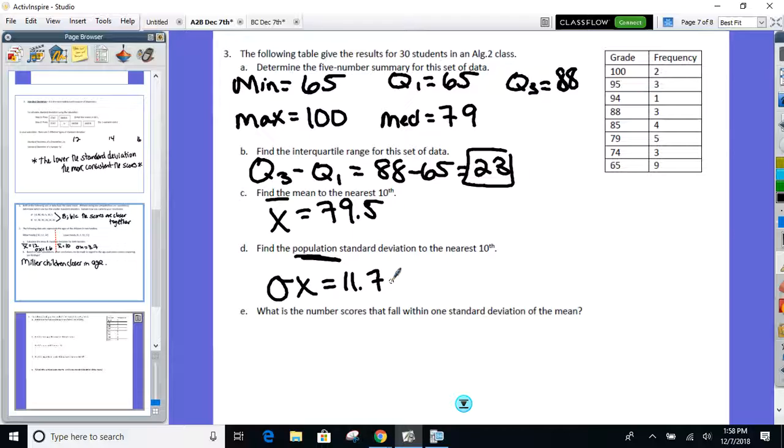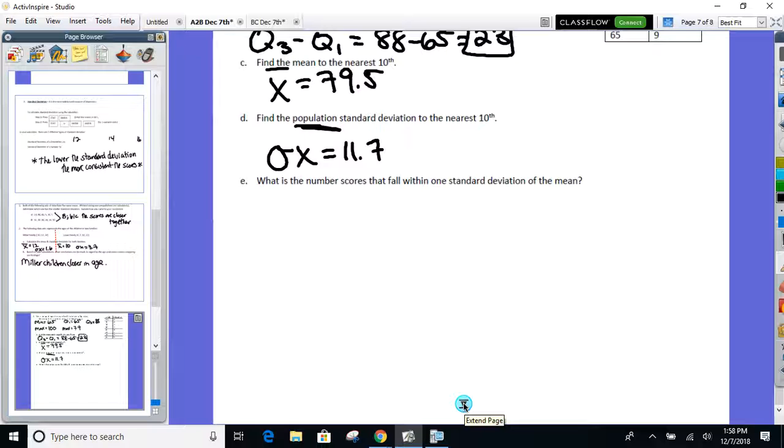Any issues now? Because I'm going on to something new, and we got to focus in here this last couple minutes. All right, what's the number of scores that fall within one standard deviation of the mean? What's the mean? 79.5. Within one standard deviation. What was the standard deviation? 11.7. So here's what I'm going to do here. I'm going to take the mean, and I'm going to add a standard deviation, 11.7. And I'm also going to subtract a standard deviation to see if it's within 1. All right? Within 1.